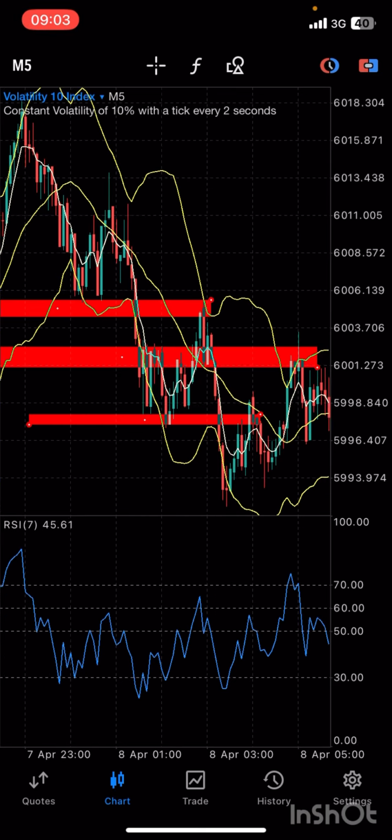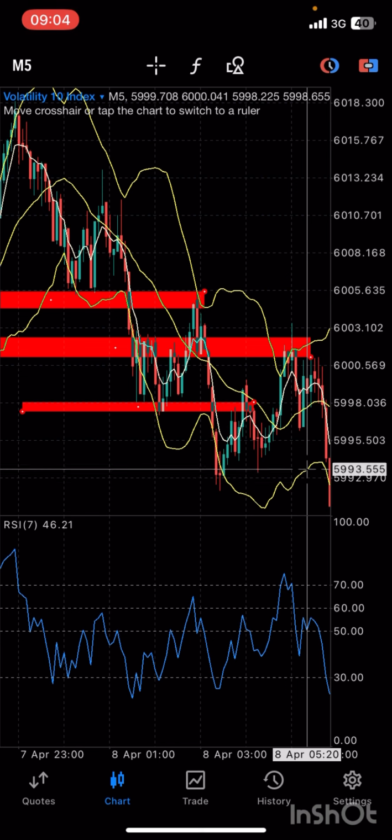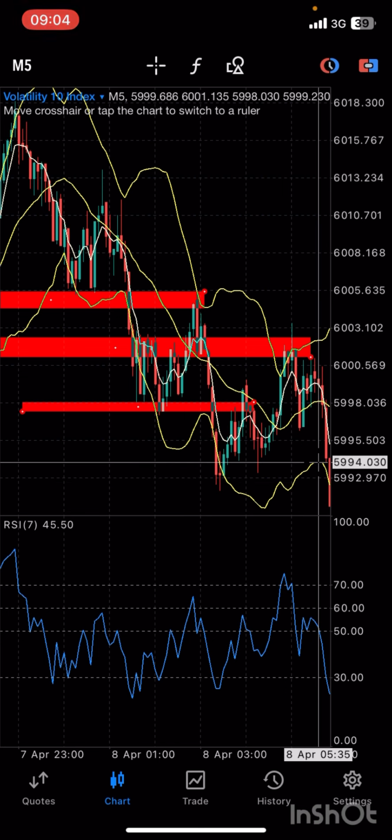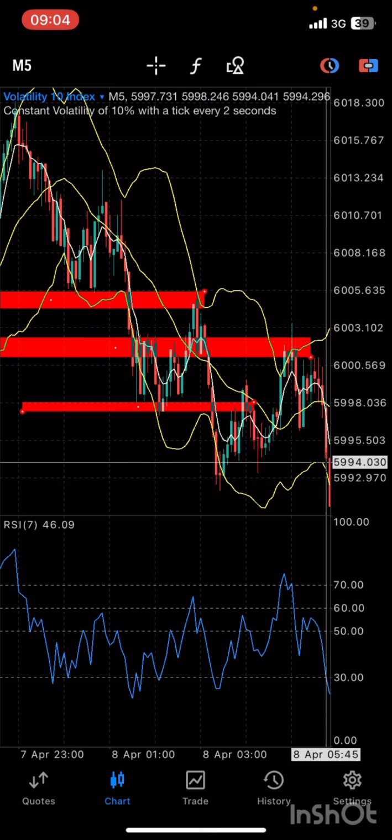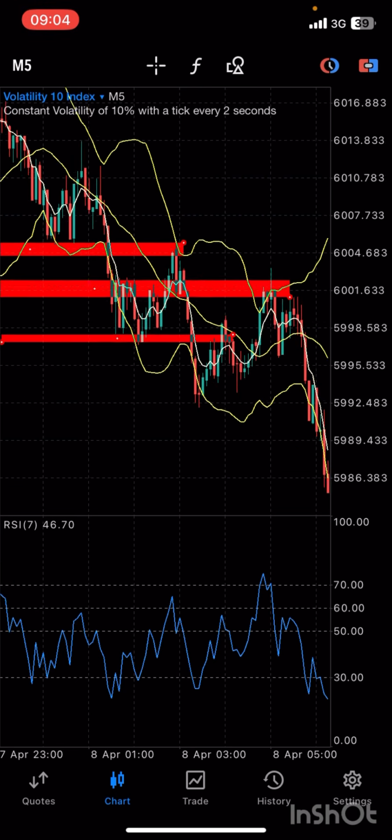So let's see how the trade goes. Beautiful. You can see how this scalp was a success. So guys, we're going to keep going forward to see what happens. Now let's keep going.